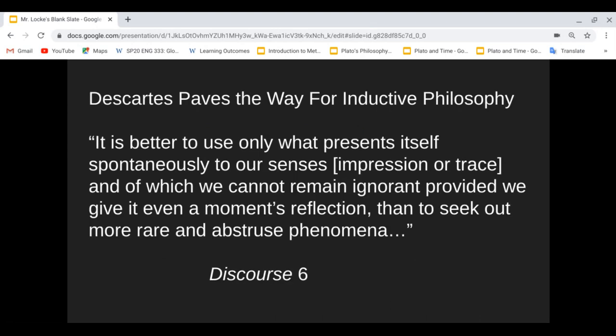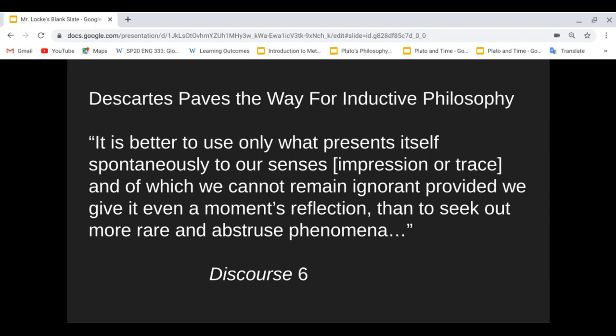So let's underscore here again that it's Descartes, precisely Descartes, who paves the way for inductive philosophy, even though he's not an inductive thinker himself. And this is this quote that we read previously: "It is better to use only what presents itself spontaneously to our senses, the impression or trace, empirical trace, of which we cannot remain ignorant, provided we give it even a moment's reflection, than to seek out more rare and abstruse phenomena."